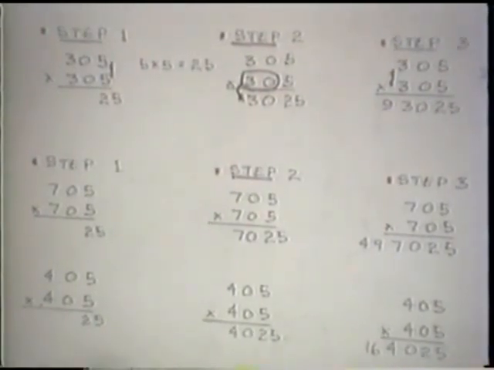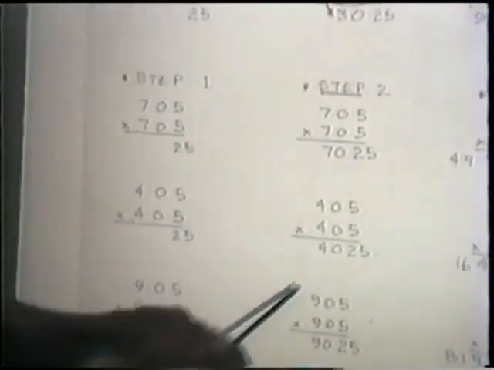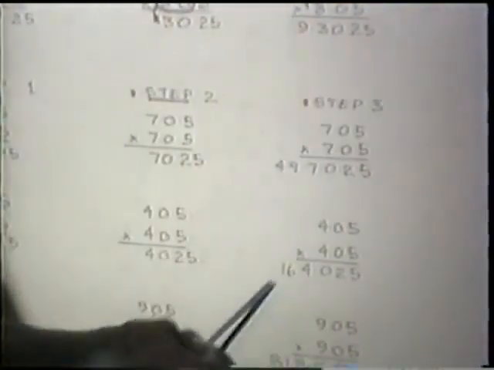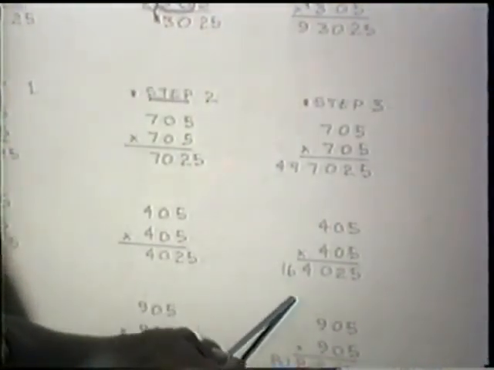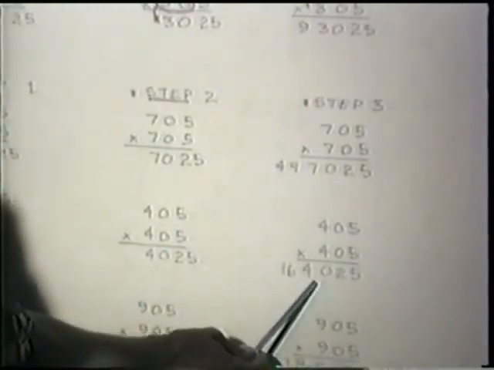405 times 405. Vertical. 5 times 5 is 25. Second step, bring down these 2 digits, 40. Third step, vertical. 4 times 4 is 16. We bring down the 16. The answer to 405 times 405 is 164,025.